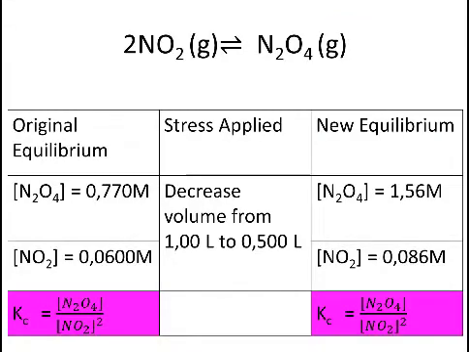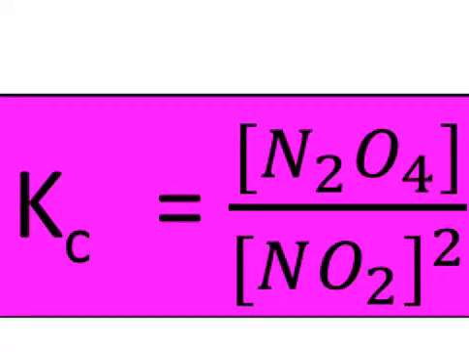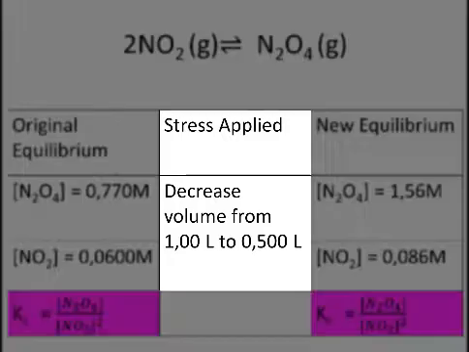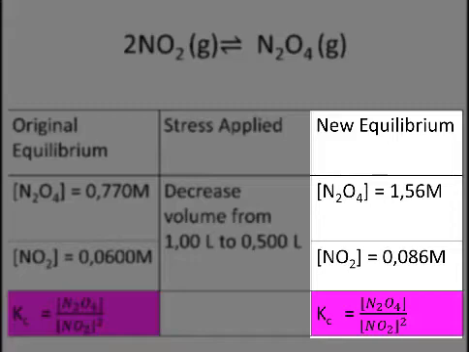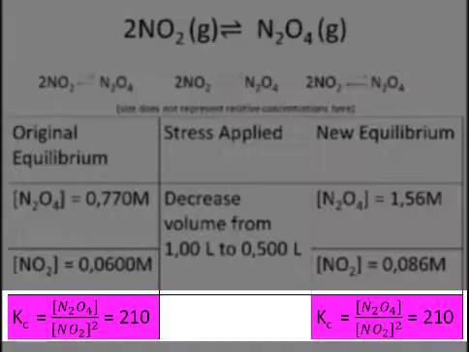Look at this data. What was the Kc value for the system in the original equilibrium? Remember that NO2's concentration must be raised to the power 2 because of the 2 coefficient in front of NO2 in the balanced equation. What was the stress which was applied, and what did that cause, and what is the new equilibrium constant, and what do you notice?